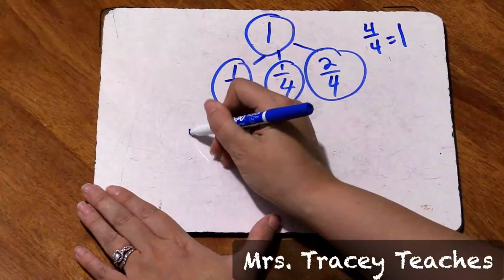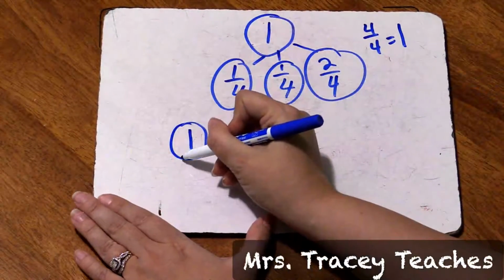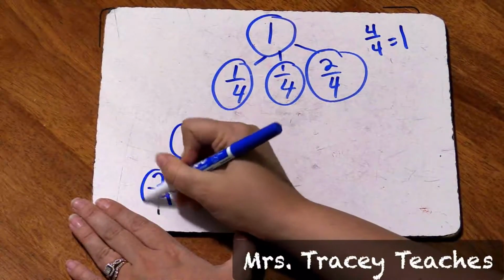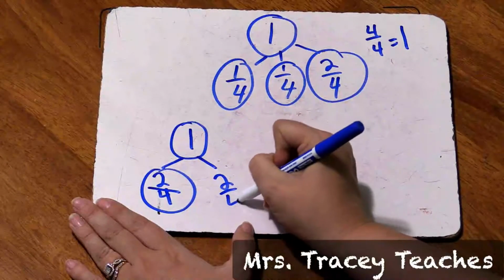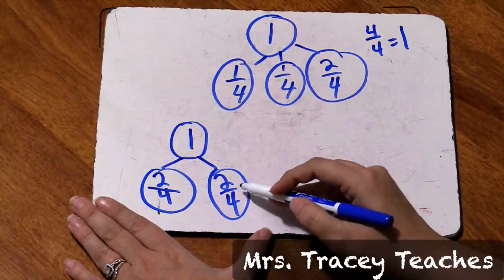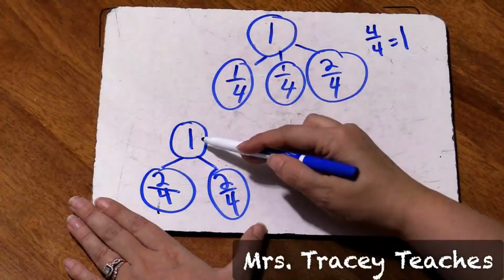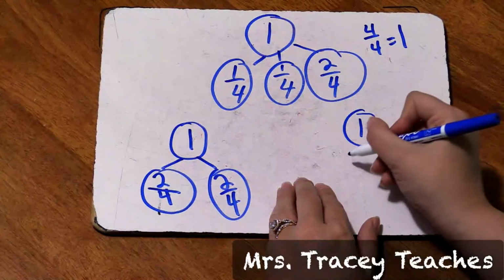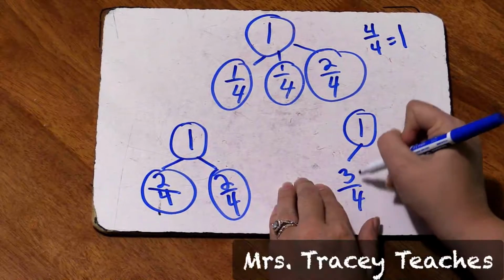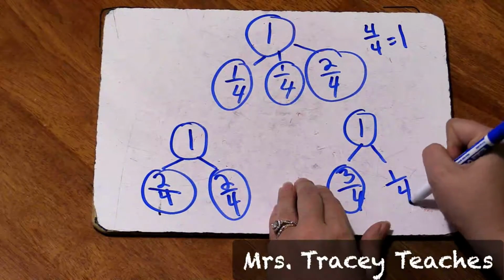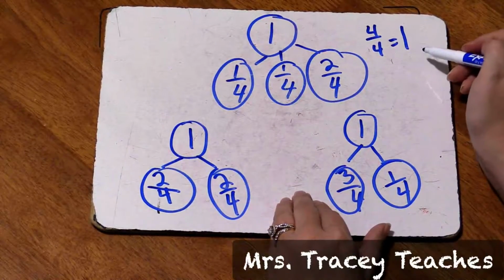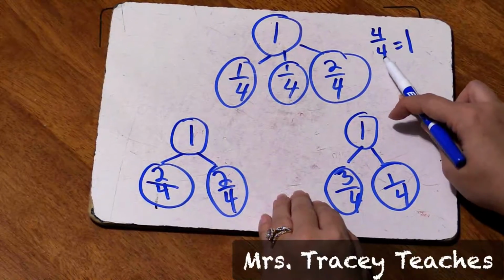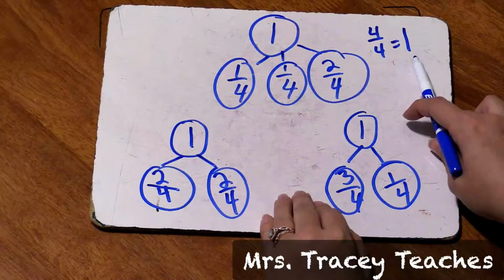What's another way I could write this? So if I have 1 and it's out of 4, I can do 2/4 plus 2/4. So now I have 2/4 plus 2/4 equals 4/4, which equals my 1. And another way I could write this is 3/4 plus 1/4, which equals 4/4, which equals 1. So that is 3 different ways that you could write equations for 4/4 or for 1.